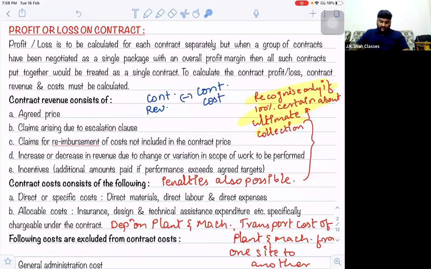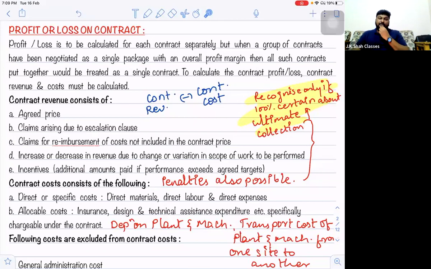Point number D. Increase or decrease in revenue due to change or variation in the scope of work to be performed. Here, already something is written in the scope, like this work is to be done in this way, but you can change it. Variations can be put. The best example, sir: the contractee first agreed that there should be marble flooring done for your building. But now the contractee is changing the scope, and says no, not marble flooring, I want vitrified tiles, Johnson vitrified tiles.